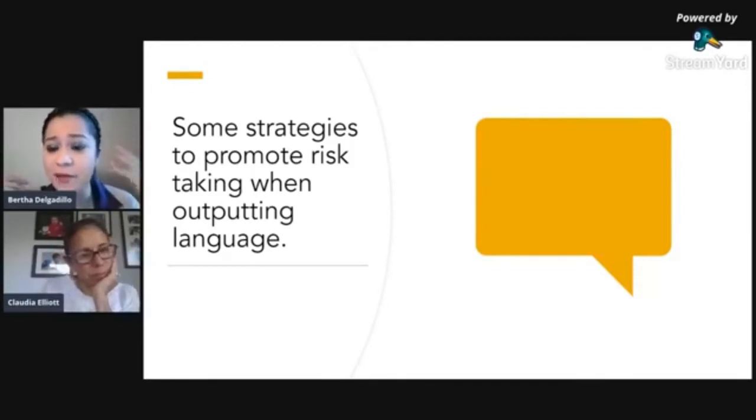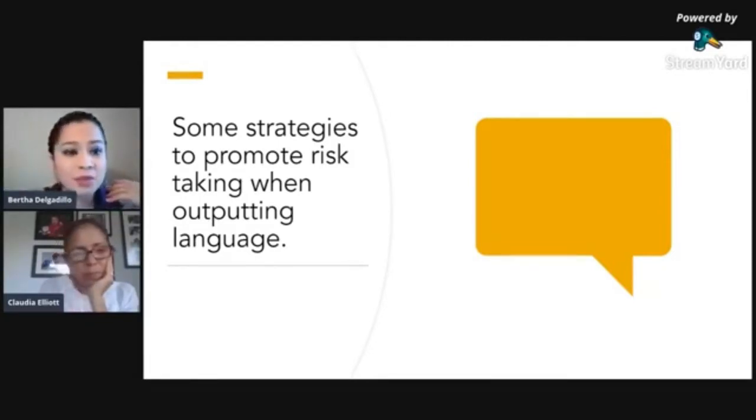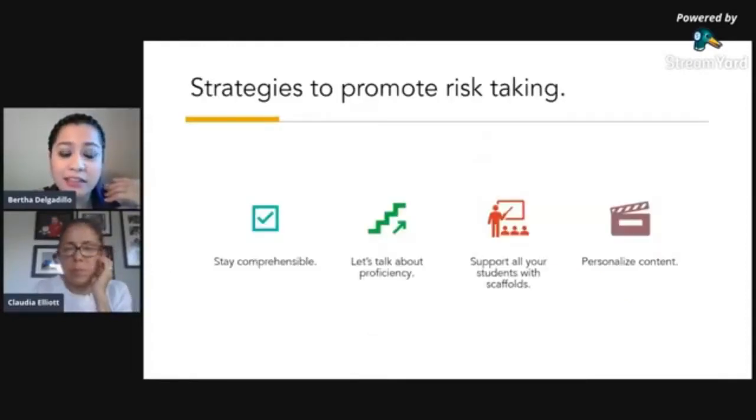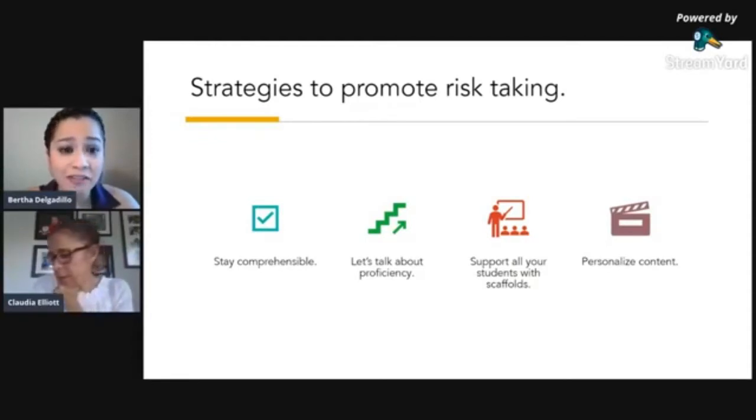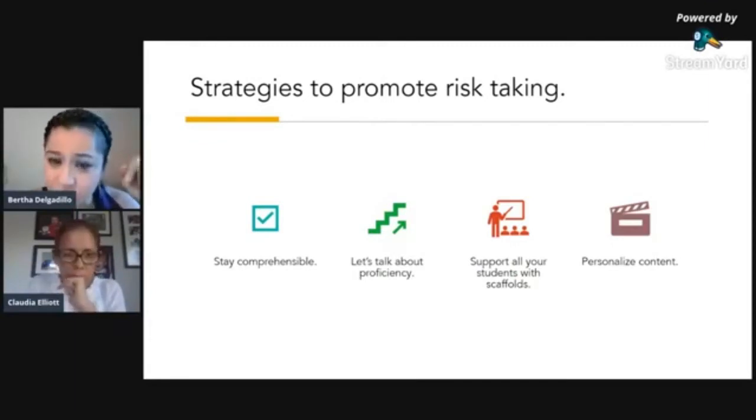So when we want our students to create language, when we ask them to do a quick write or a time write, or anything like that, we have to make sure that they're feeling safe taking risks with the language. If they're not feeling safe taking risks with the language, guess what they're going to do? They're going to open their little device and go to whatever translator of their choice works for them.